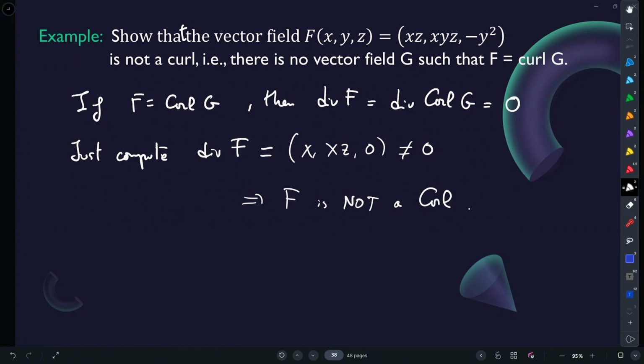Okay? This is the equivalent of when we did the fundamental theorem of line integrals. We were trying to figure out, is this vector field conservative? Is it the gradient of some function? If so, then I can use it. If not, I cannot use it. So because f is not a curl, then we're not going to be able to use one of the theorems that will come up later.